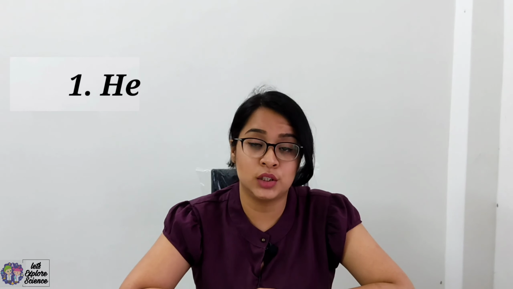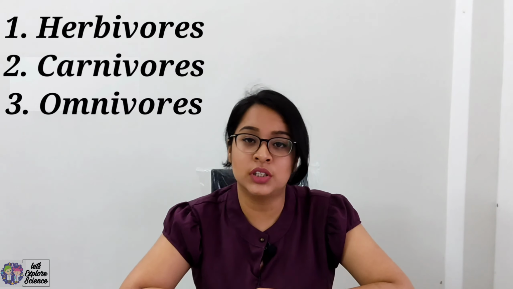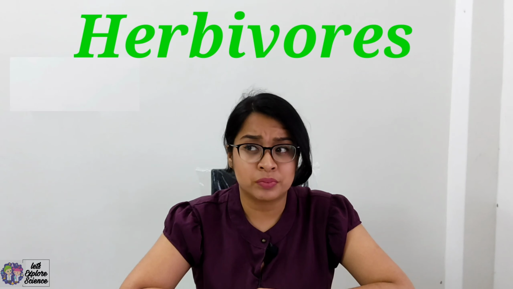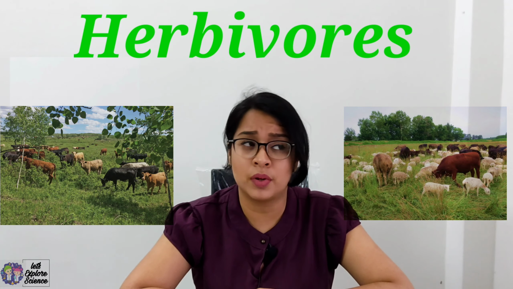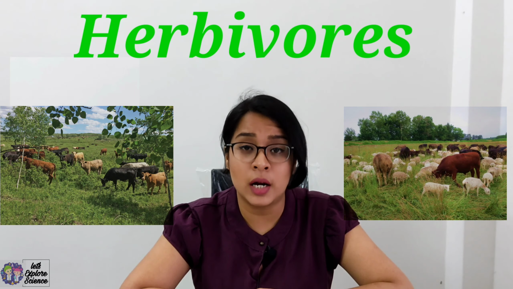Like plants, animals cannot make their own food. They depend on plants or other animals for food. Depending upon the type of food they take in, animals can be divided into herbivore, carnivore and omnivore. Let's start with herbivores. Herbivores are those animals which eat only plants. All the grazing animals such as deer, sheep, cow, buffalo, goat, they all are herbivores.